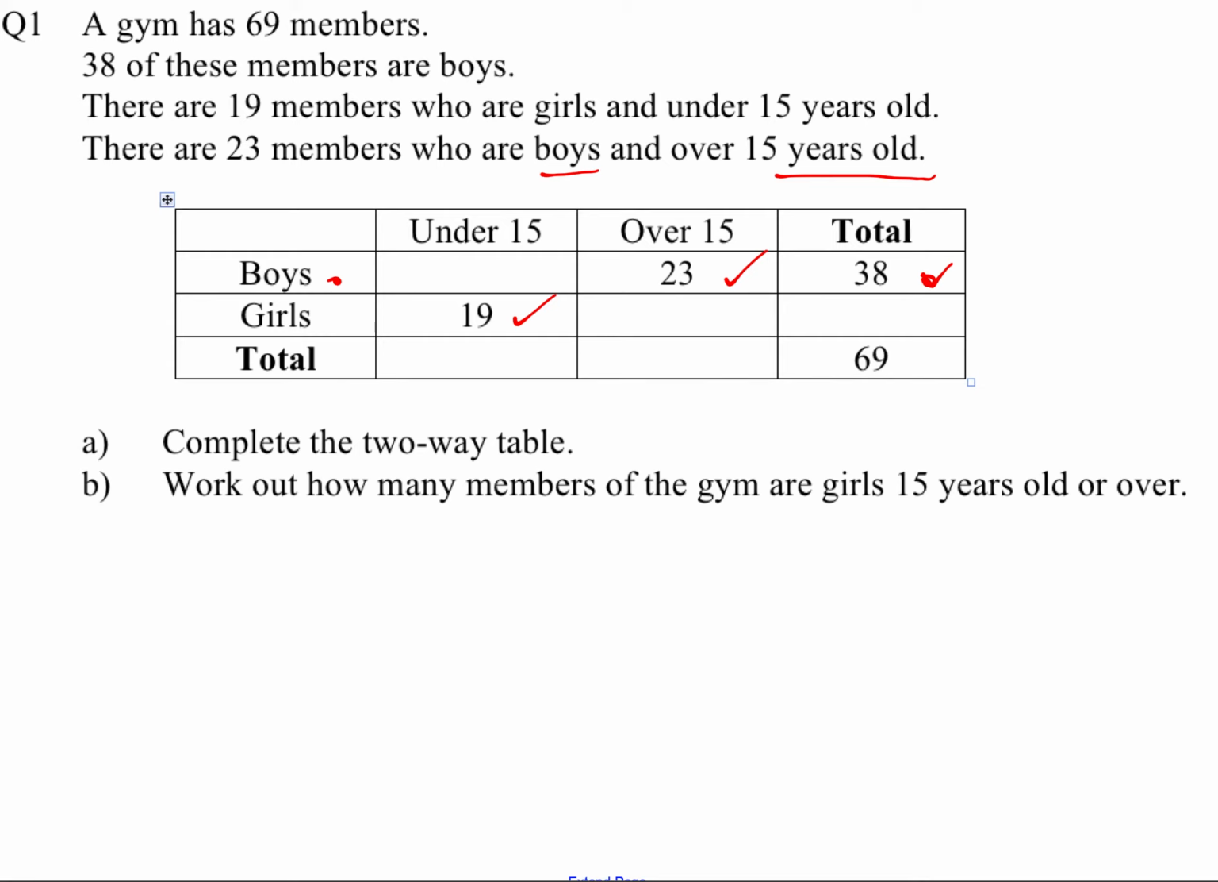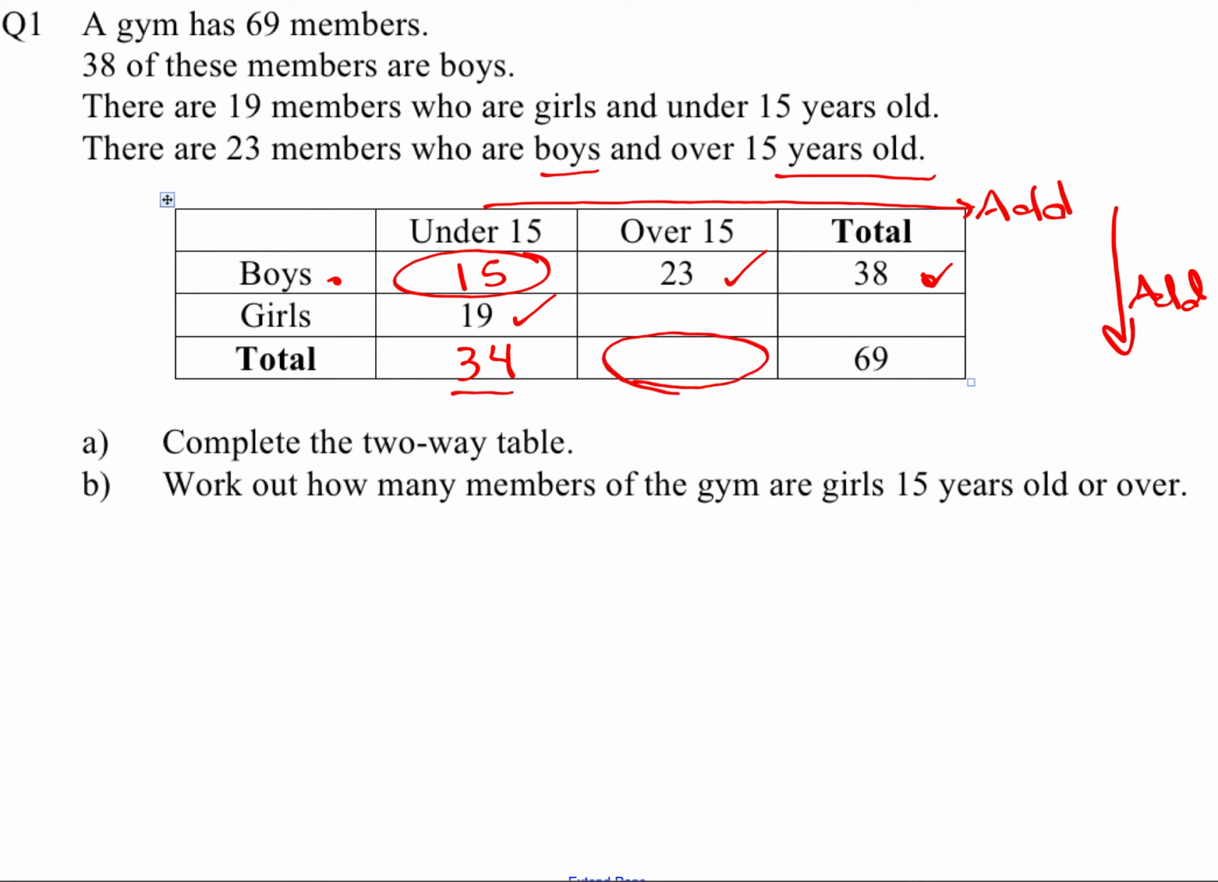All right. One thing that I pointed out a few minutes ago, these will add across and they will add down. So this number plus 23 is 38. It would have to be 15. Okay, that gives me this. I can add down 15 and 19 is 34. 34 plus blank is 69. That would have to be 35.